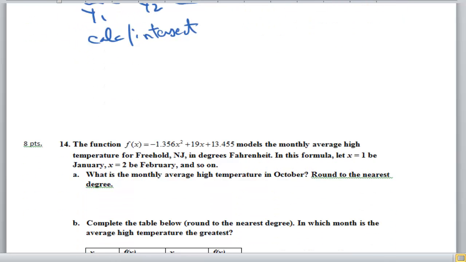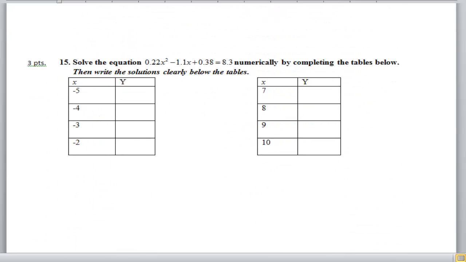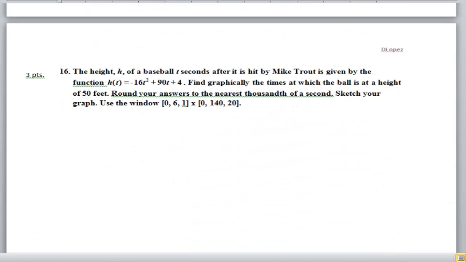and that's how you can get your solutions graphically. Alright, 14 was pretty good for the most part. That wasn't that bad of a problem. 15, okay, just filling in the table, giving the solutions.